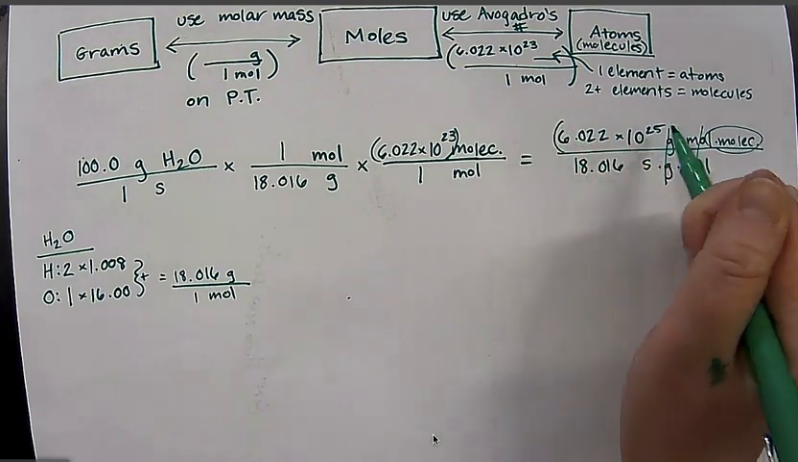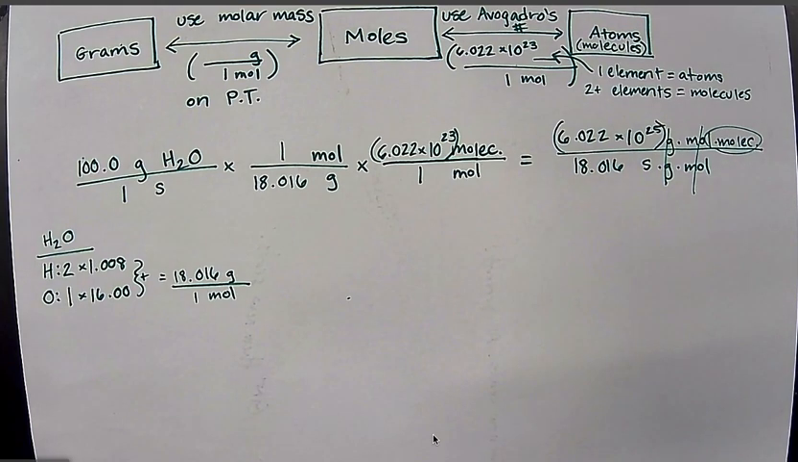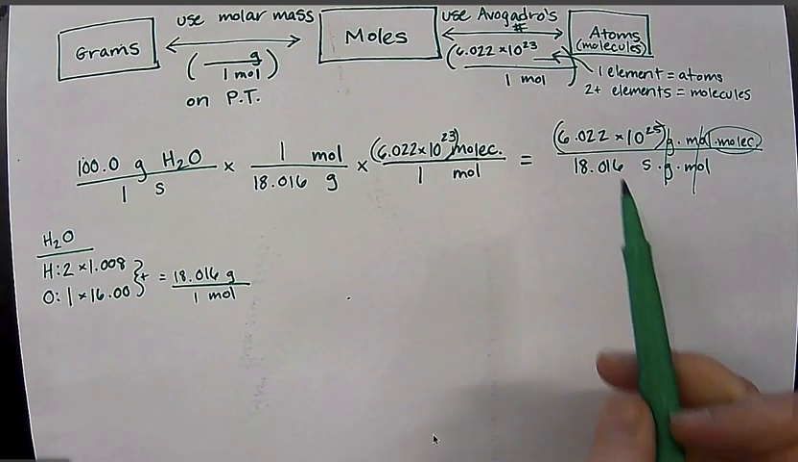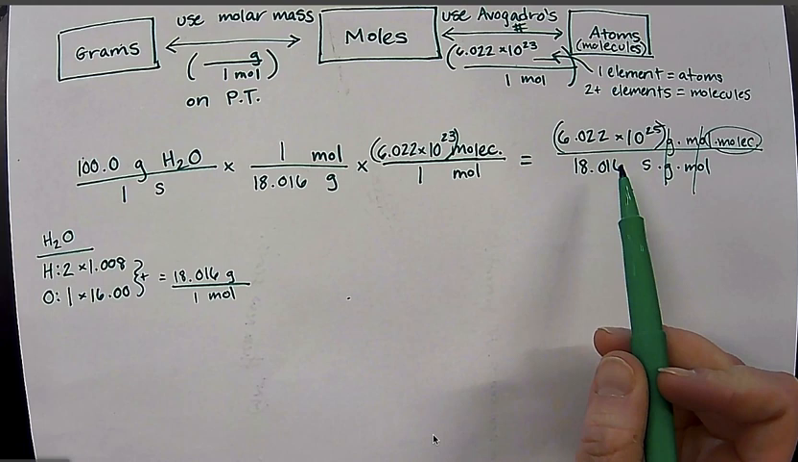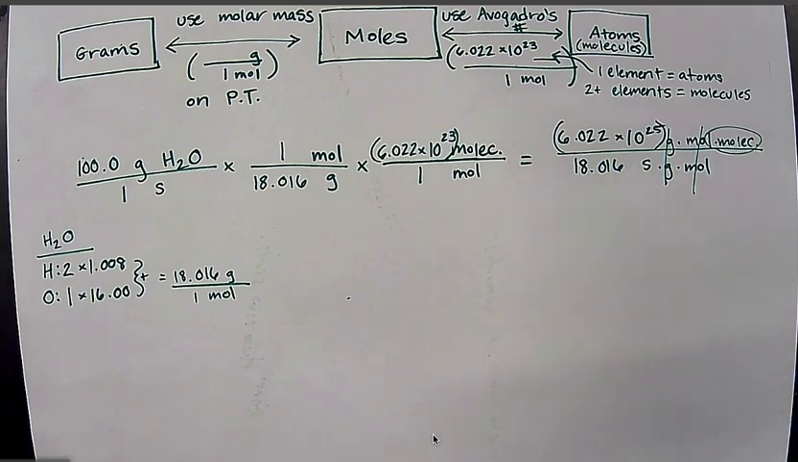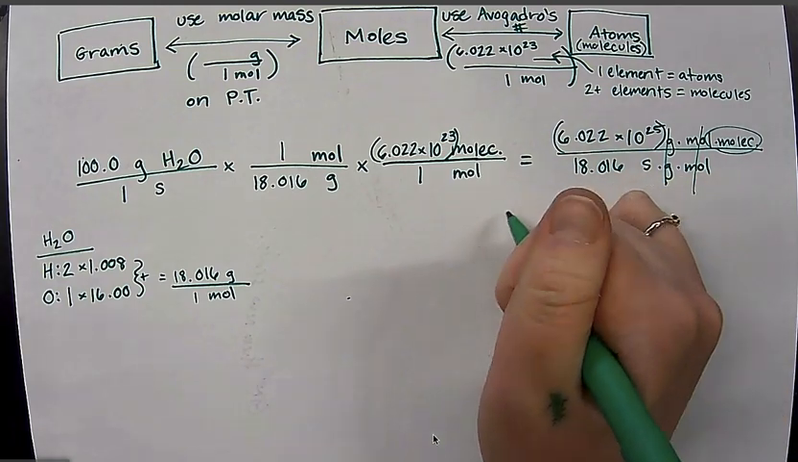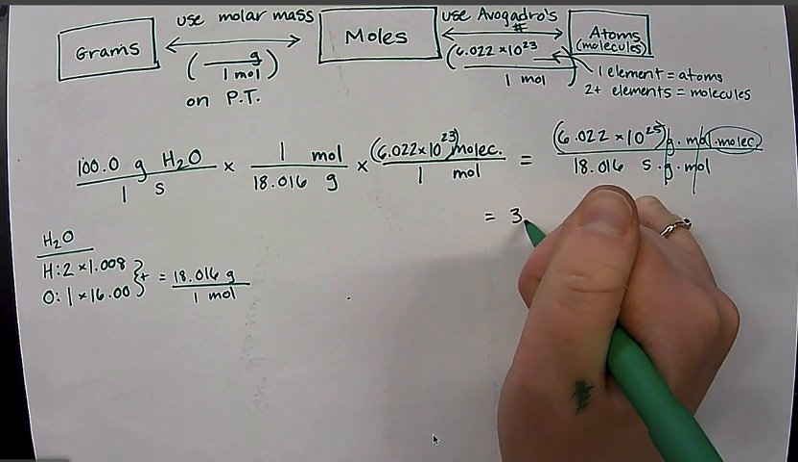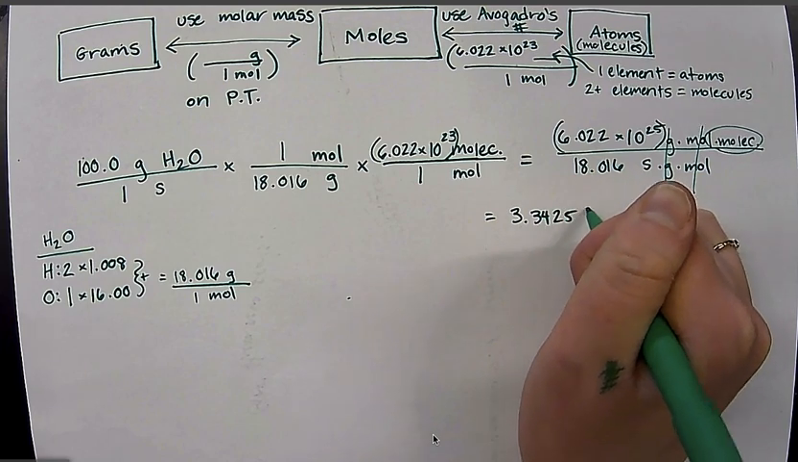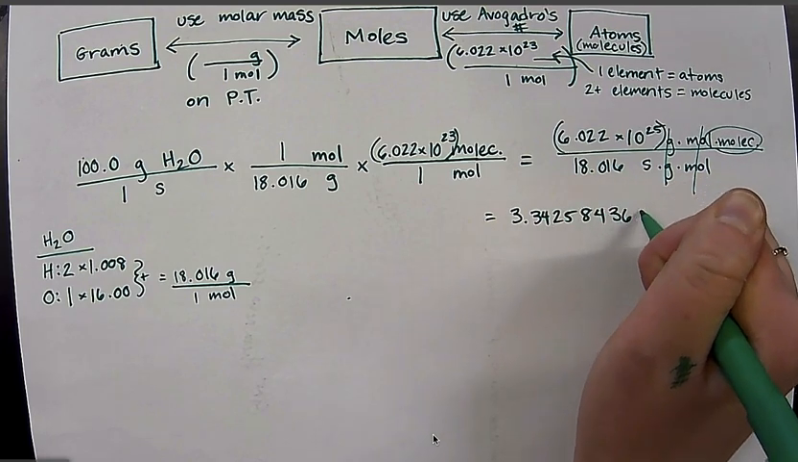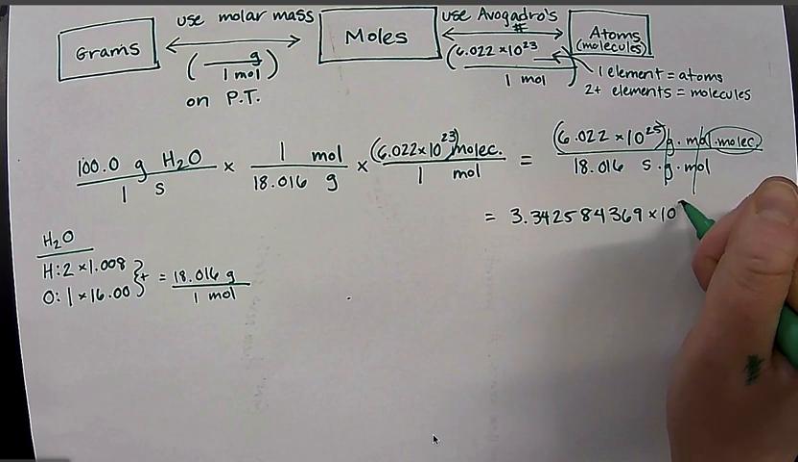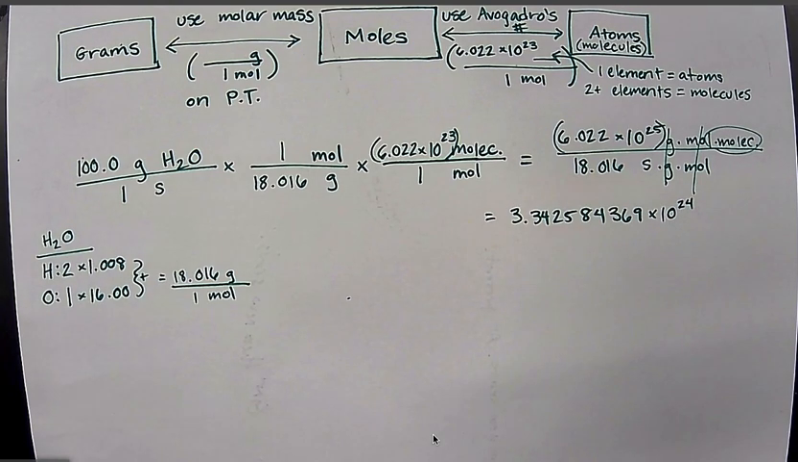Again, don't forget some math hugs around your exponent, scientific notation. If you don't know how to type this into your calculator and you need some help with that, let me know. It's different depending on what calculator you're using. So if I divide those numbers, top divided by bottom, I get 3.342584369 times 10 to the 24th. Your calculator might say E. E means the same as times 10, so just swap that out.